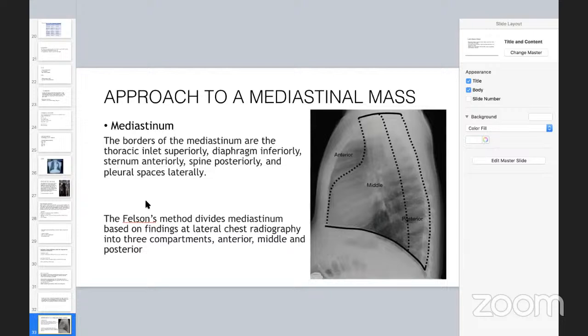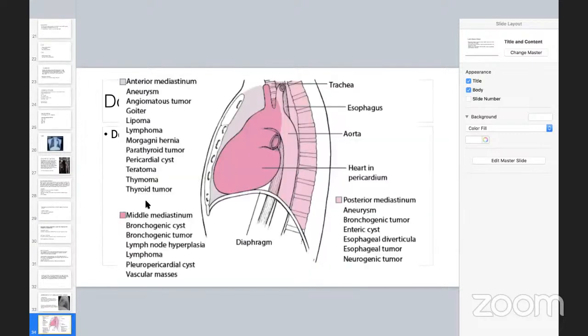This is Felson's method, which divides the mediastinum according to the lateral chest X-ray into anterior, middle, and posterior. Another way to divide it is that anterior is what you consider in front of the pericardiac region, and the middle mediastinum is the pericardiac region plus whatever vertebral line we see, the anterior line of that. So 1 centimeter posterior to the anterior line, up to that part we consider as middle, and beyond that part would be the posterior mediastinum.